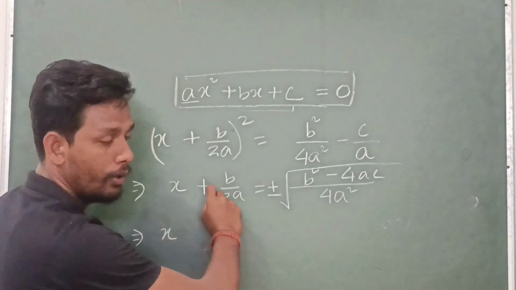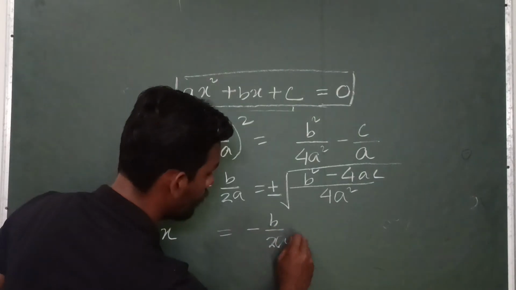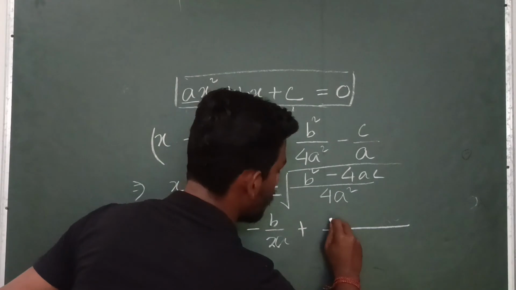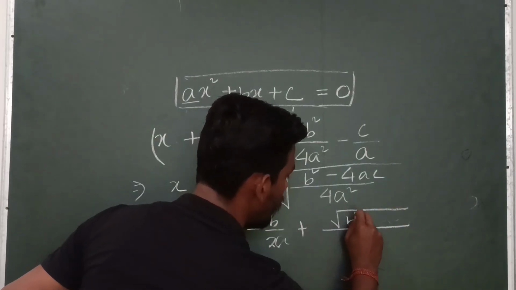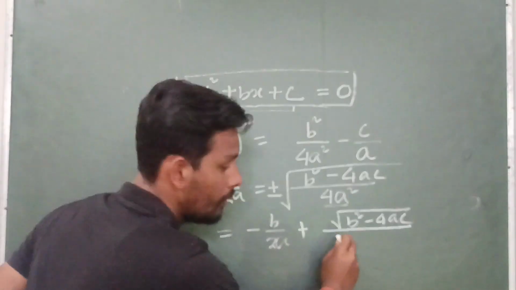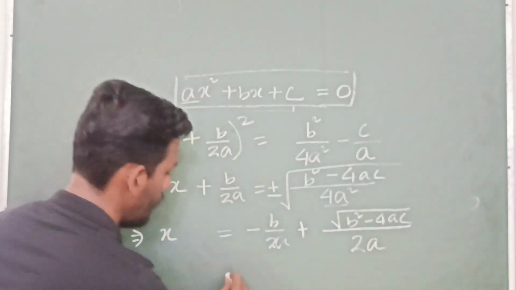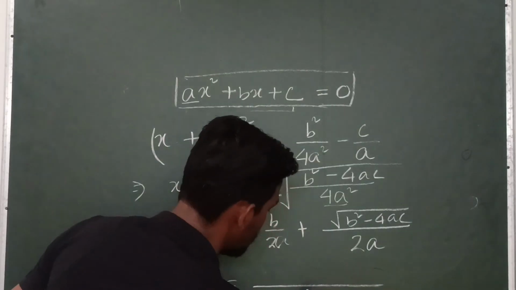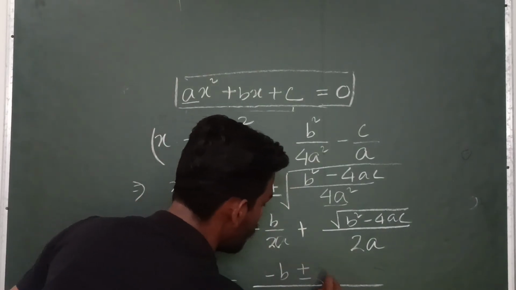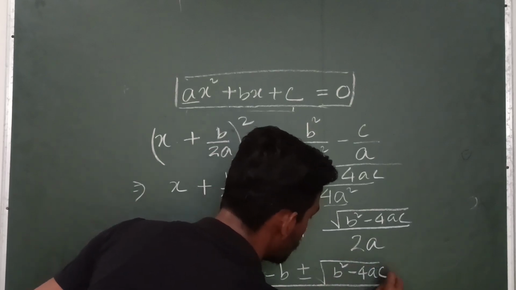Now this term you can write on the right-hand side: minus b by twice a plus minus the square root of b square minus 4ac. What is the square root of this? Square root of 4 is 2. Square root of a square is a. Now find the LCM. LCM is twice a. It is minus b plus minus root over b square minus 4ac.